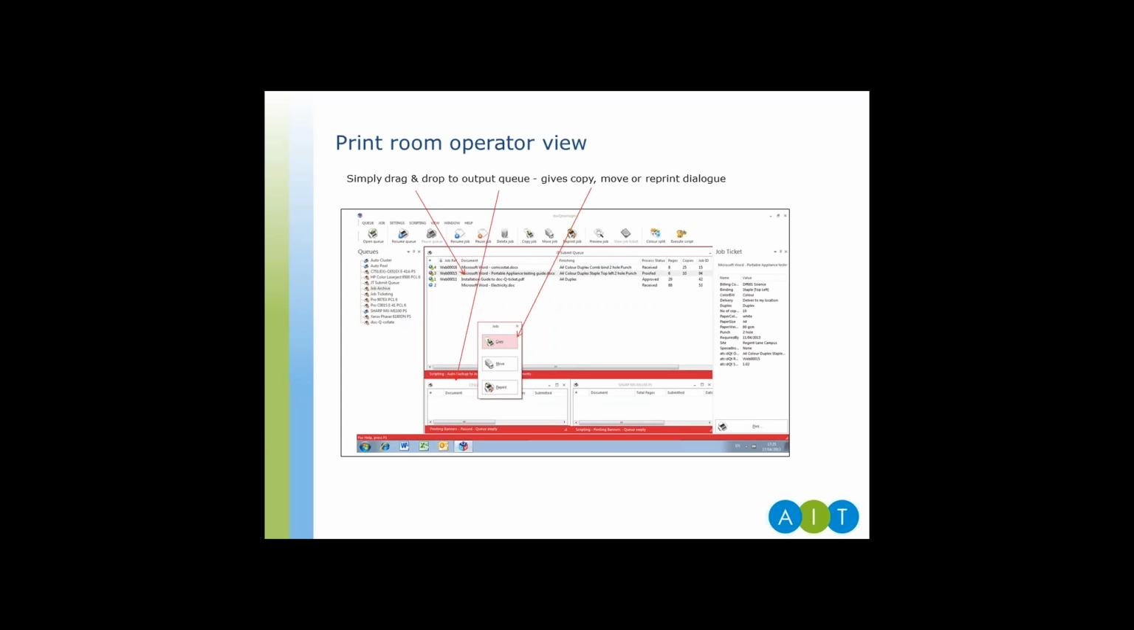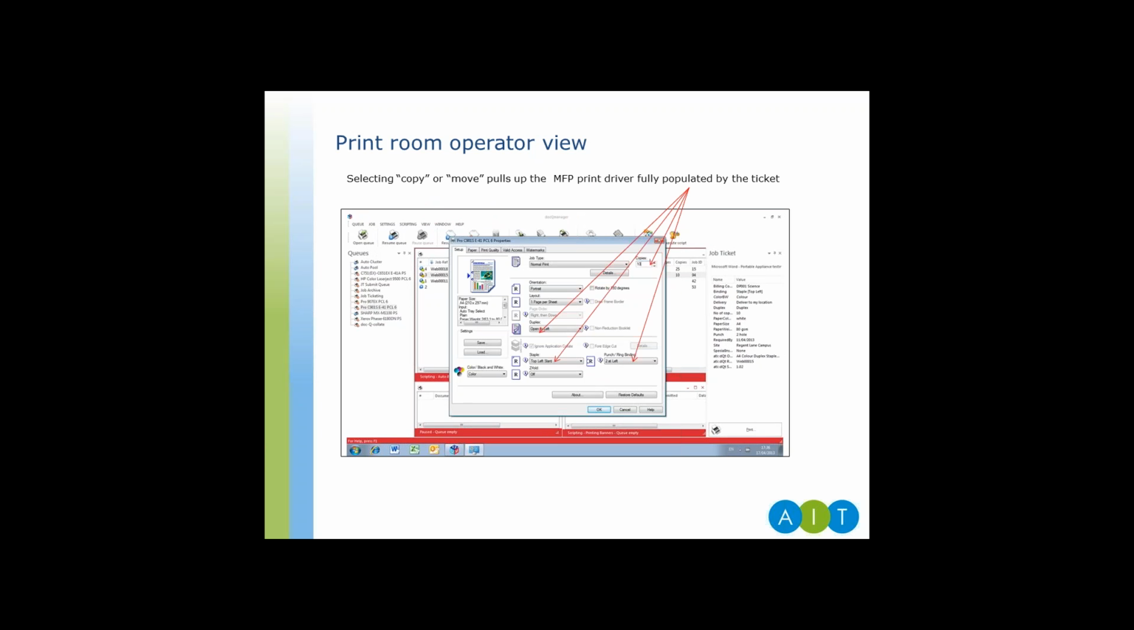When you're ready to work on a job, all you need to do is just drag and drop it into the relevant output queue. You'll then get a dialog box popping up asking whether you want to copy, move, or reprint the document. So if we select the copy or move, then it's going to pull up the print driver for that specific printer. It's going to take the options which were populated in the job ticket and auto populate these into the print driver, which is great for a couple of reasons.